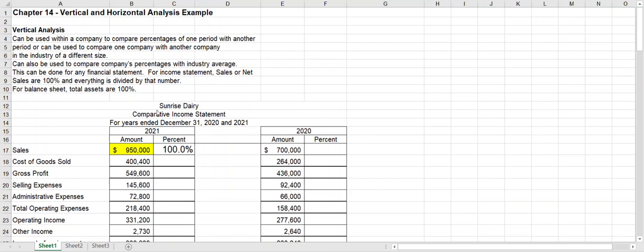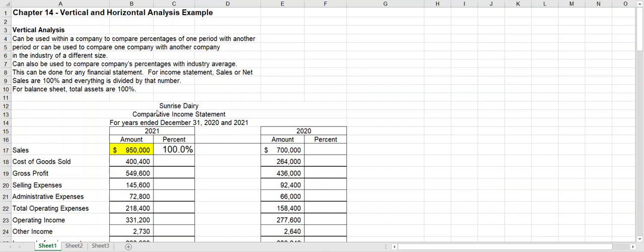First of all, vertical goes up and down. A little trick there is to think about your vertebrae, your backbone. Your vertebrae goes up and down. Horizontal goes across. A little trick there, think of the horizon, it goes across. So we're first going to start with vertical analysis.